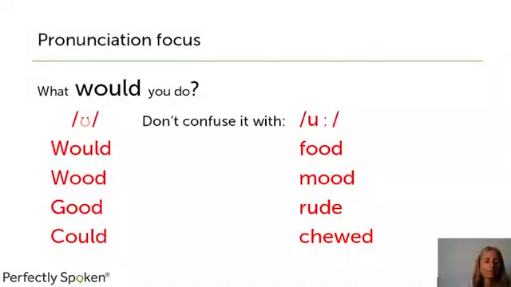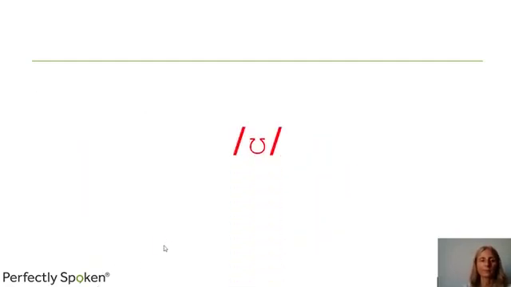So would, people often have difficulty because O-U-L-D, the spelling is complicated, but the pronunciation is quite simple. Would, notice, would. Okay, so repeat after me. Would, good, could. And the words on the right, food, mood, rude, chewed. Okay, I hope you can notice the difference in the shape of your mouth. So this is the sound that we're focusing on in the conditionals.